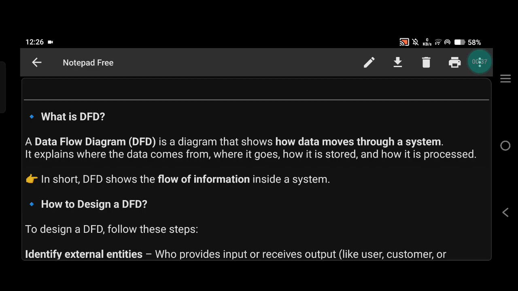So a data flow diagram shows how data moves through a system, and it tells us where the data comes from and where it goes, how it is stored, and how it is processed. In simple words, a DFD explains the flow of information in a system.